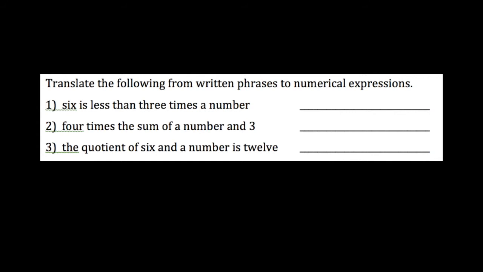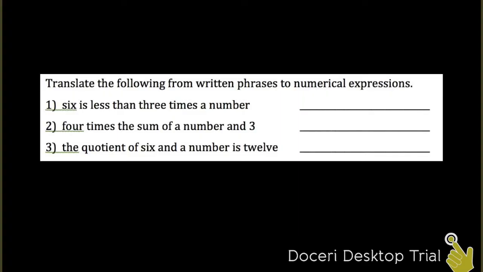Okay, so the first one: translate the following from written phrases, so the words, into numerical expressions. The first one says 6 is less than 3 times a number. So 6 is less than means this symbol, 3 times a number. And anytime you see a number, it sounds kind of weird, but it means put a variable in there. So something like 3x.